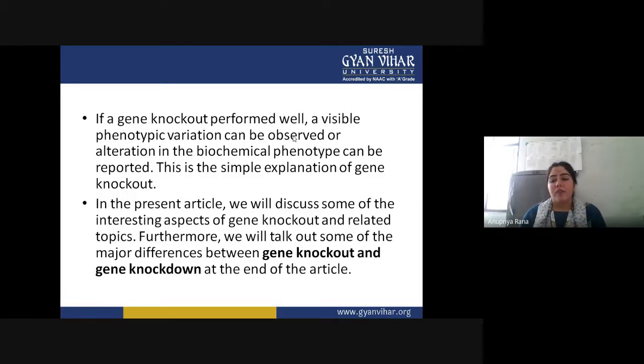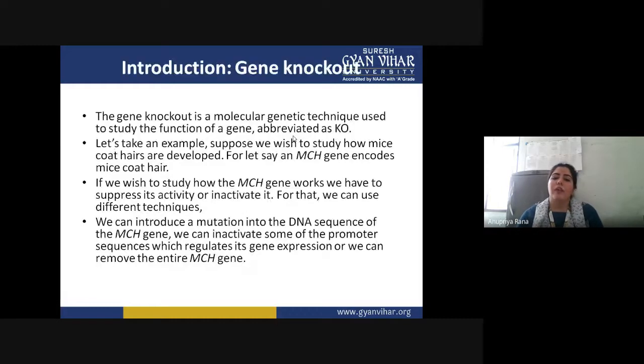Not always can the physical phenotype be reformed, but sometimes the biochemical activity of that particular organism can be reported. This is a simple explanation of a gene knockout. So this is the overview of how a knockout process can happen. In this lecture or article, you are going to study the whole process of gene knockout and gene knockdown. There will be two processes, but there is a difference between gene knockout and gene knockdown.